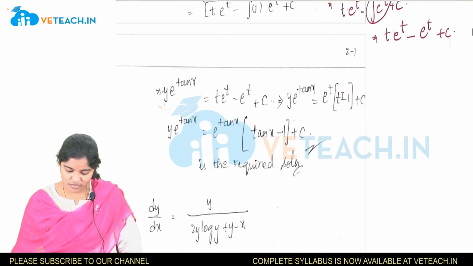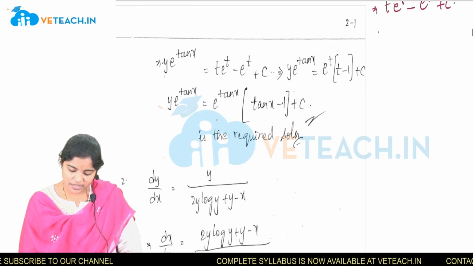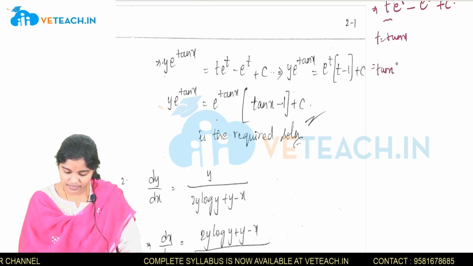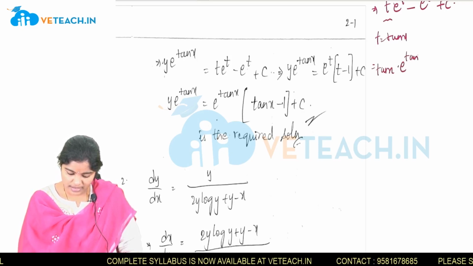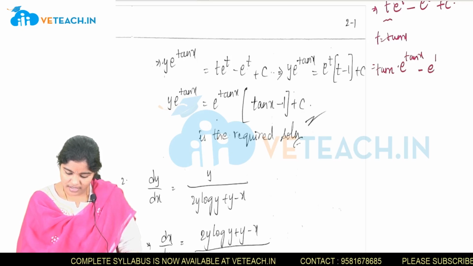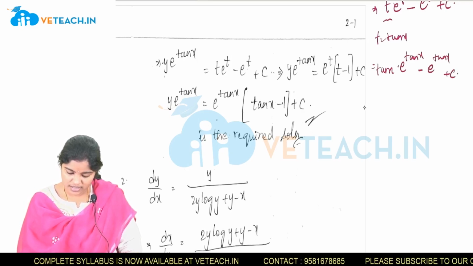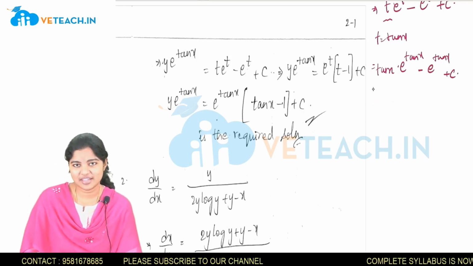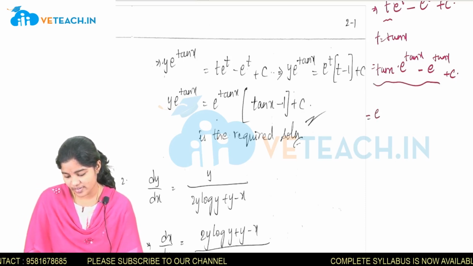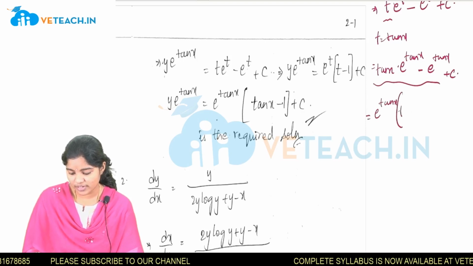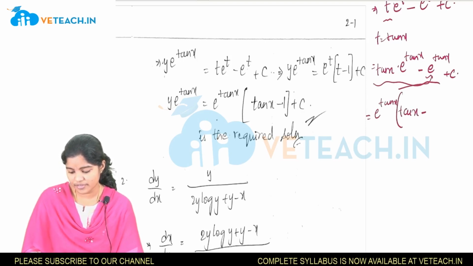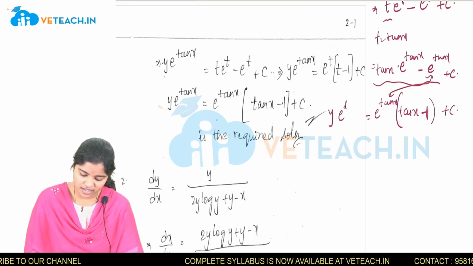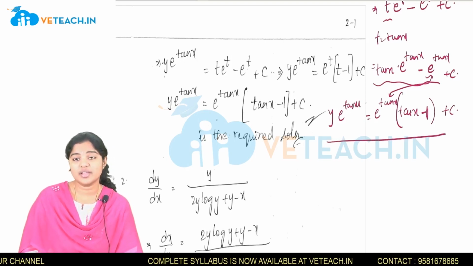Now substitute the original value of t here. t is equal to tan x. So here tan x into e power tan x minus e power tan x plus c. Now take e power tan x common in this equation. What will we get? e power tan x common, then tan x minus 1, plus c. What will be on the left hand side? y into e power tan x. So this is our required solution.